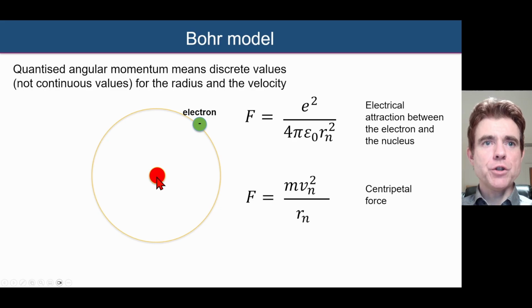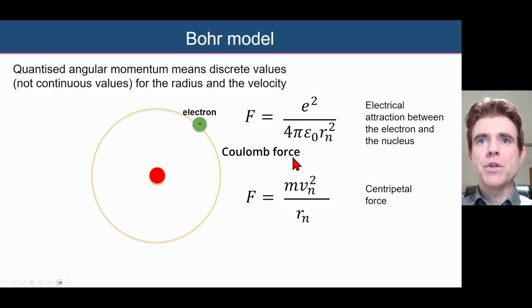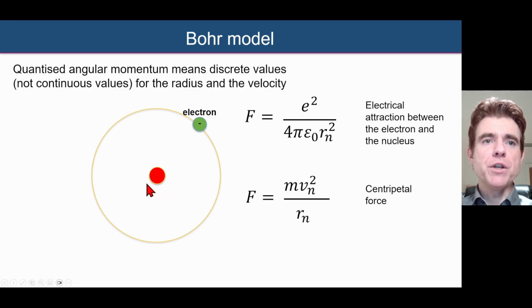Here's the positively charged nucleus of the atom. There's the orbiting electron, and we know that the Coulomb force of attraction between the electron and the proton is simply going to be e, the charge of the electron, multiplied by the charge of the proton, so e squared. That's going to give us the magnitude of the force of attraction between them. So it's the product of the charges divided by 4 pi epsilon naught, in other words, permittivity of free space, multiplied by the radius squared. That's the Coulomb force of attraction.